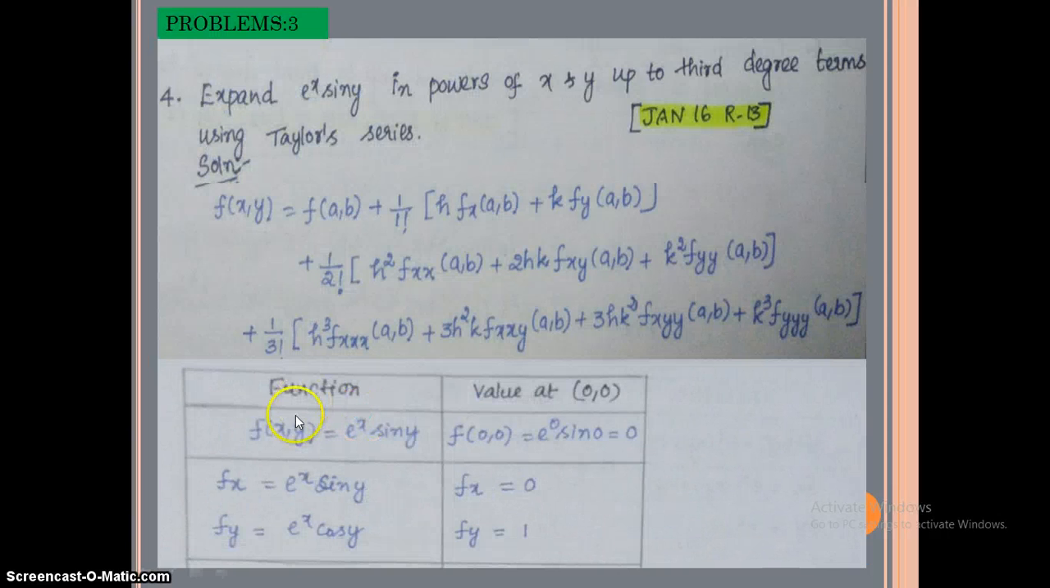First we can take f of x comma y equal to e power x sin y. So put 0 comma 0, e power 0 is 1, sin 0 is 0. Therefore 1 into 0 is 0. Then f x means first differentiate with respect to x. e power x gives e power x, sin y is a constant term, we can write as it is. f y means we take e power x as it is, differentiation of sin y is cos y. Then put 0 comma 0 here. e power 0 is 1, sin 0 is 0, so we get 0. e power 0 is 1, cos 0 is 1, so we get 1 here.